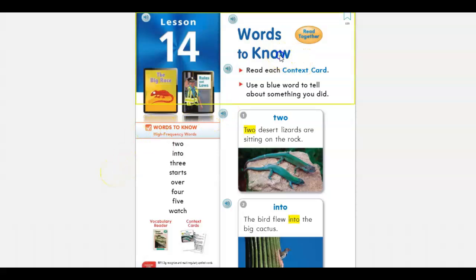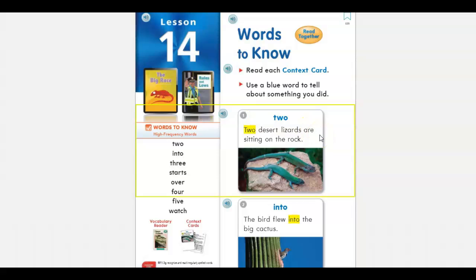I wanted to start this video with going over our words to know this week, or also called our sight words. We know that every week we get a brand new batch, so here they are. So let's read our context cards with our words to know. The first one is for the word two.